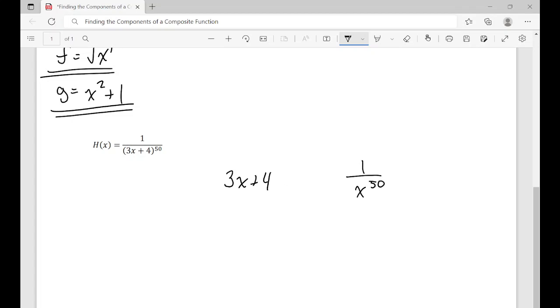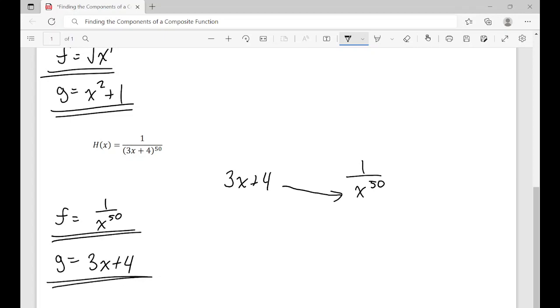So if I take 3x plus 4 and plug it in for x in this function, I would get my original h of x function. So I can see these are the two parts to this composite function. So again, like before, I just need to tell which one goes where. And I remember from the last two that 3x plus 4 is being plugged in, so that makes it my g of x function. So 3x plus 4, which by default makes my fraction my f of x function. So 1 over x to the 50th. And here again are the two pieces to this composite function.